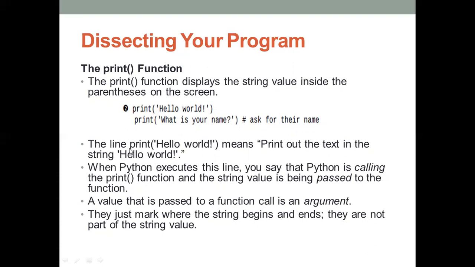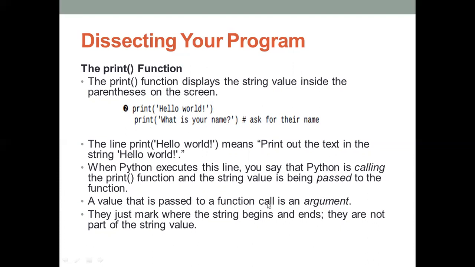Okay, the line print hello world means print out the text in the string hello world, which I already showed. When Python executes this line, you can say Python is calling the print function. So if you execute, the print function will get executed, and then the string is passed to the function. These string values are passed by value. You already know function parameter passing: pass by value, pass by reference. This one is pass by value. Directly we are mentioning the value. We are not referencing any variables.